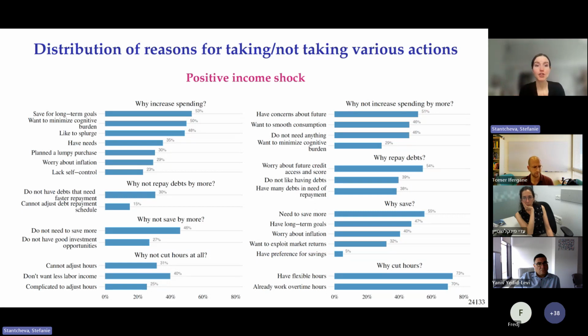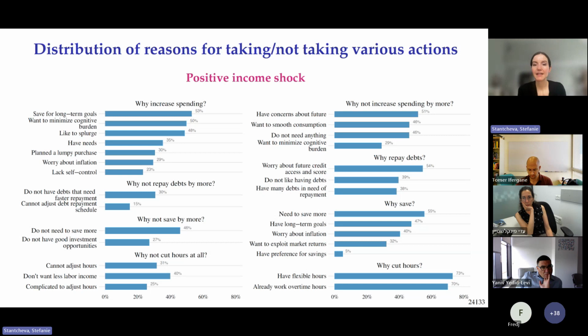You like to splurge. You're on autopilot to spend it. You have needs. You planned a lumpy purchase, something big, and now this money allows you to do it. You worry about inflation. You lack self-control. That's not exactly how we phrase it, but that's what we mean. Like people just don't want to wait.